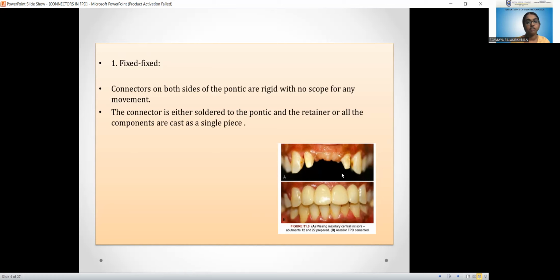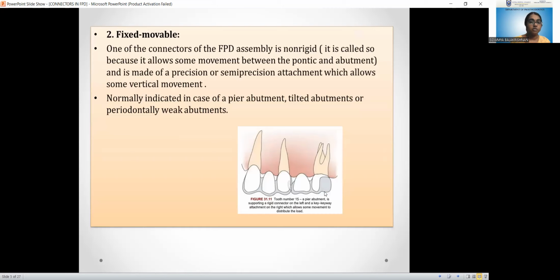So here you can see a 4-unit FPD. This is a normal FPD, and you can see a fixed type of connector in this, which is cast as a single piece.